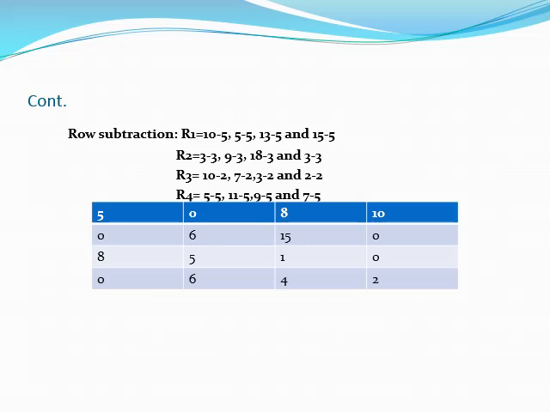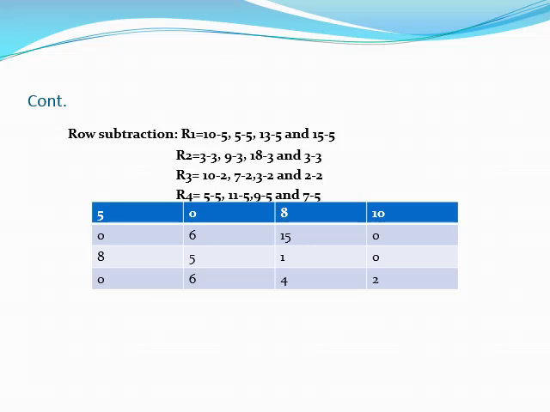The costs inserted in this row are 10, 7, 3, 2. The least cost is 2. This 2 should be subtracted from the remaining costs. 10 minus 2, 7 minus 2, 3 minus 2, and 2 minus 2. The result is 8, 5, 1, 0.